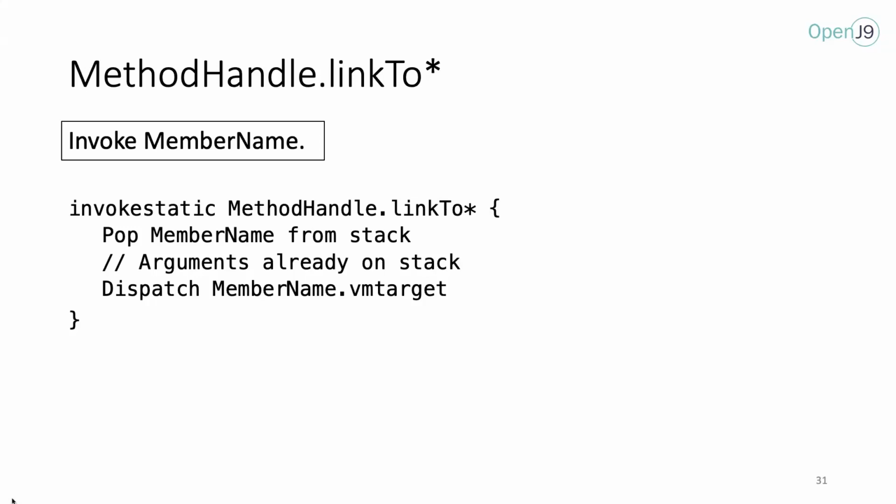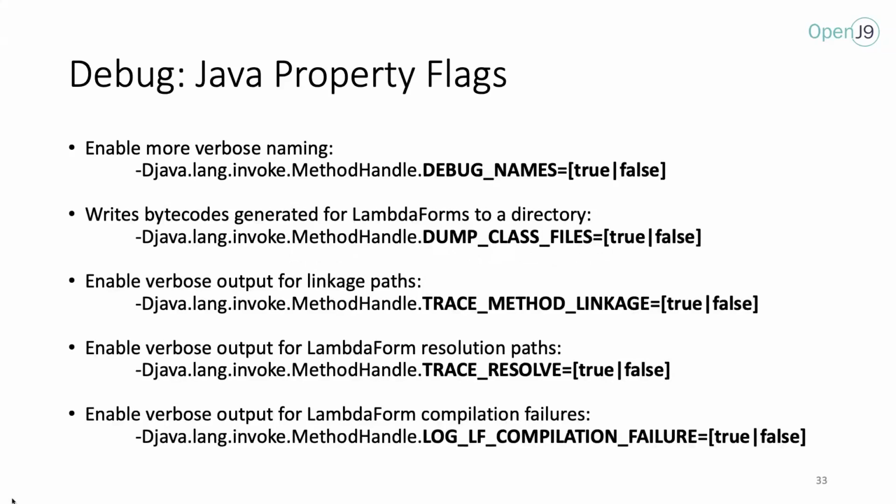So this sums up the key features which needed to be implemented in the VM to support OpenJDK method handles. Now let's look at diagnostic features which can be used to triage failures or better understand the behavior of OpenJDK method handles. So on this slide, I've shown 5 Java property flags. Now these Java properties enable logging or verbose output for method handles.